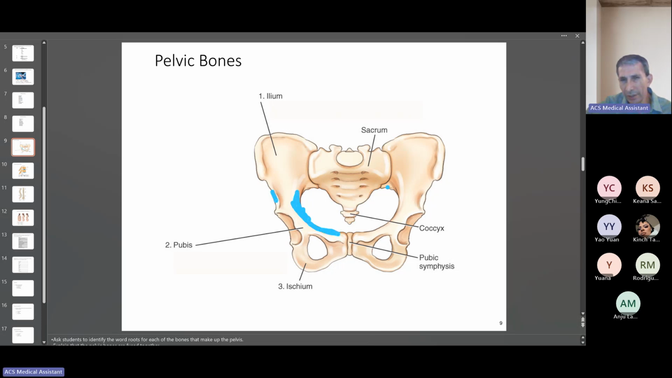This curve right here. This will be the pubis, one on each side. This is the pubic bone.